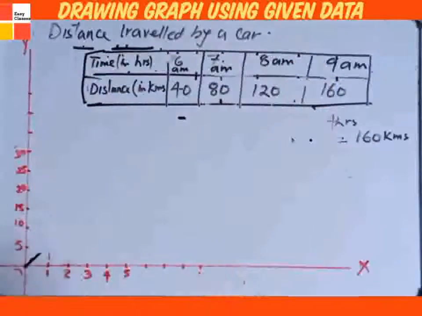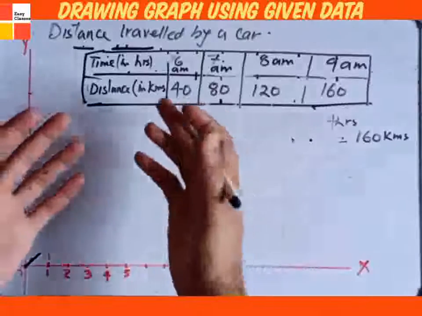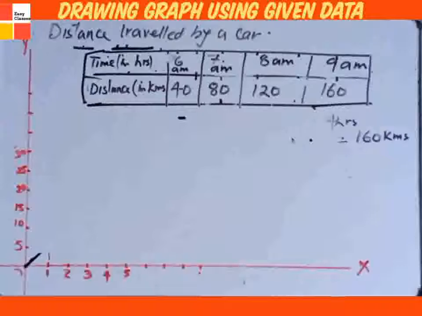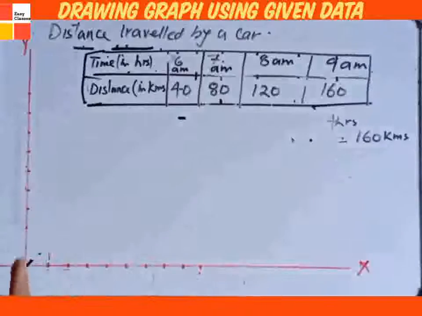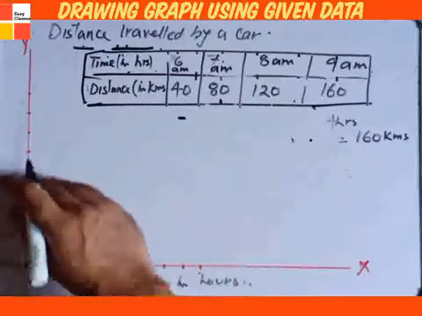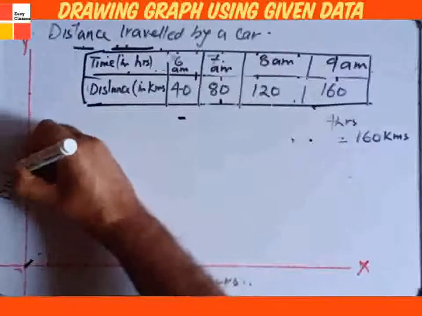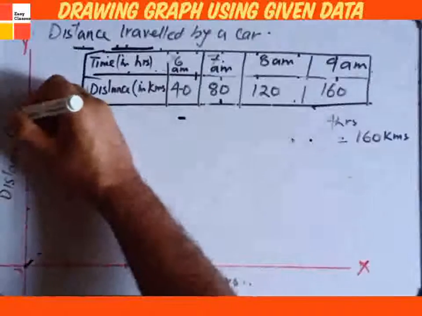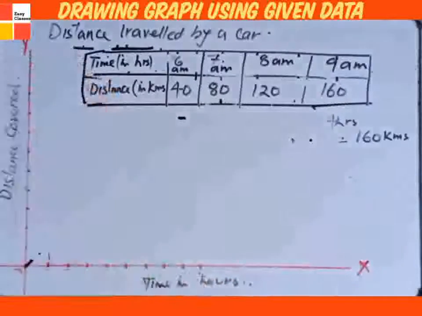Okay, this is what the data reveals. Let's try to draw this data in the form of a graph. Say, for example, this is the x-axis and this is the y-axis. On the x-axis we will show the time in hours. On the y-axis, we will show distance covered, in kilometers.